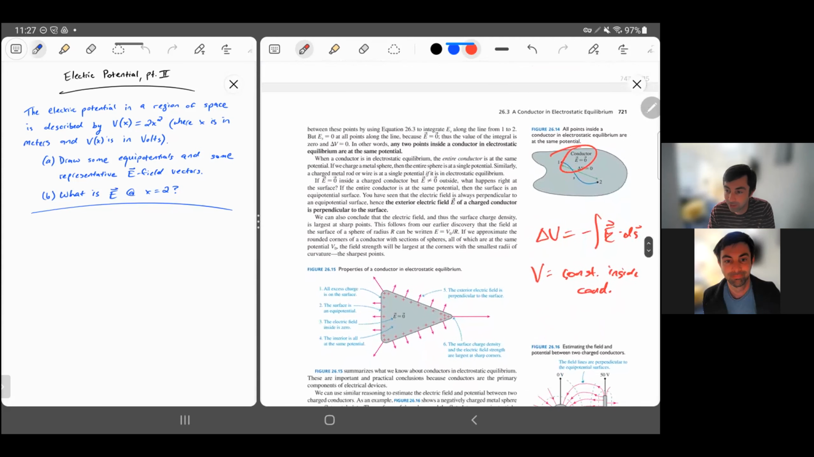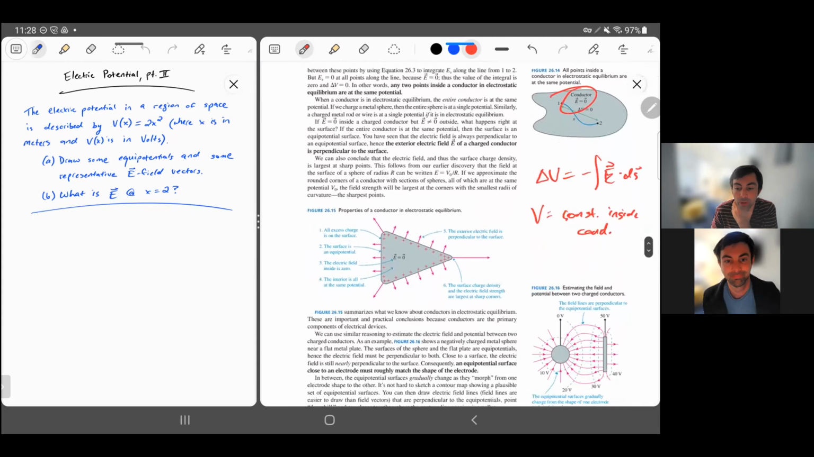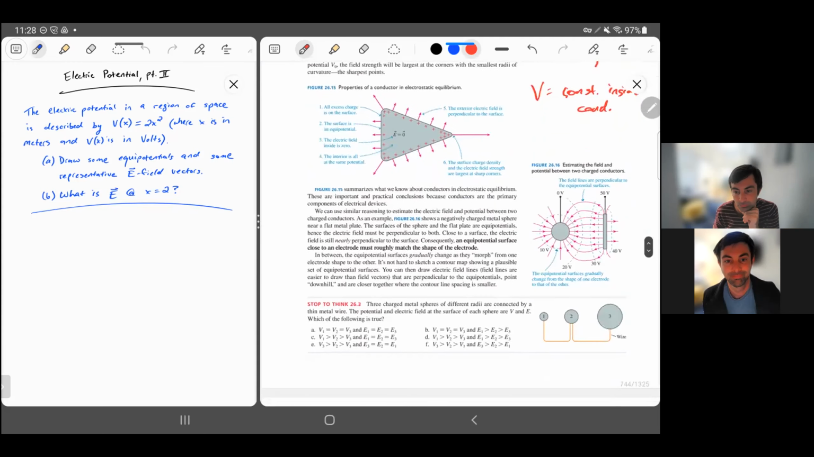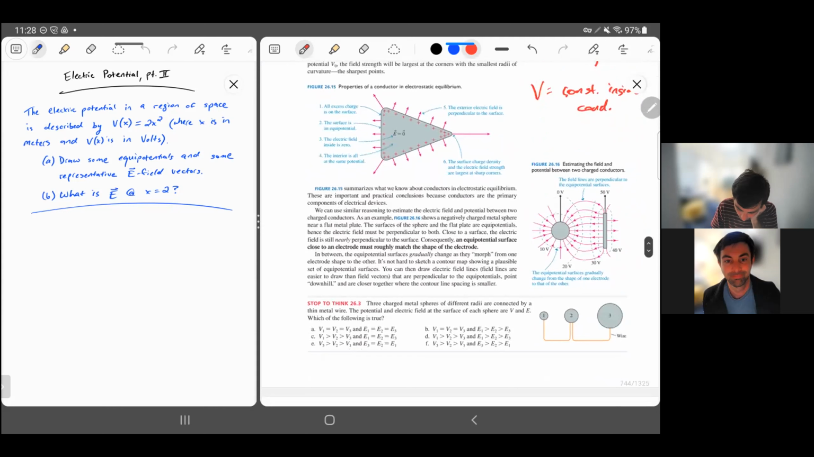We don't know for a fact that it's 0. It's just any constant. It could be 0, it could be some other non-zero thing. So here, 0 volts everywhere on the surface and inside this one, 50 volts everywhere on the surface and inside this one. And in the region in between the conductors, you'll gradually go from 50 down to 0.